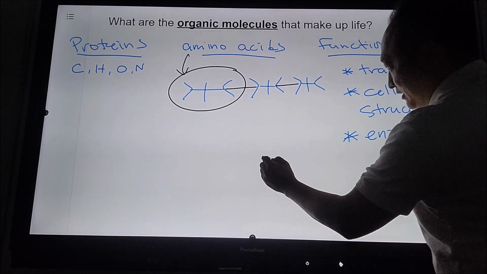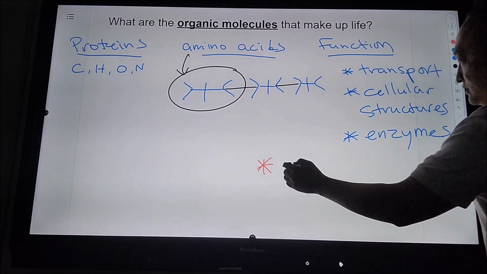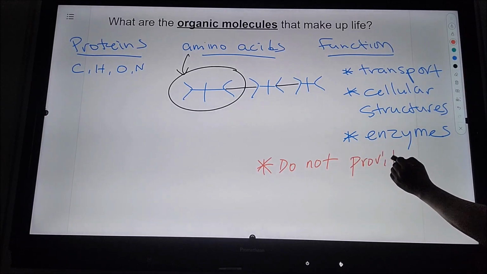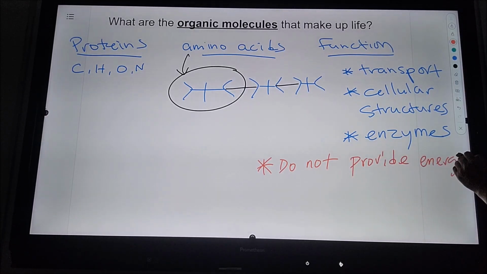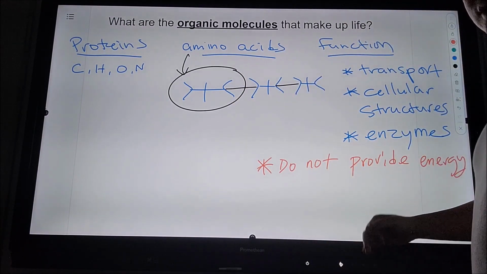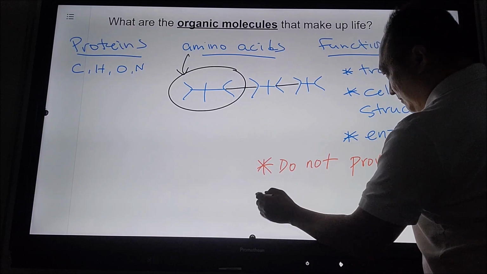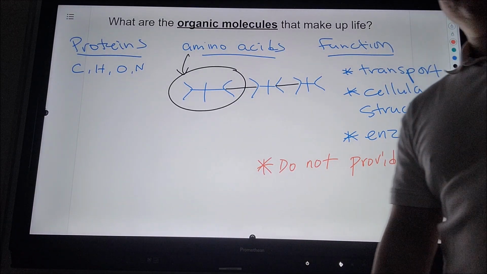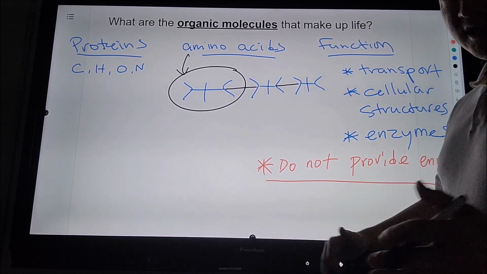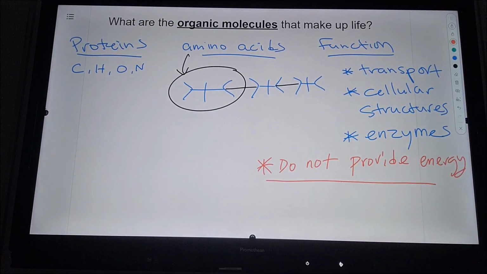I'm going to put this here in red because it's the one thing you should never say, at least in our class. Proteins do not provide energy. I'm not sure why, but it's a very common thing for students to say, and it's always going to result in the wrong answer. So proteins do not provide energy. They're not a source of energy. Put that in red. Don't ever say that in our class. Although later on in a higher course, you'll find out that that's not necessarily true.